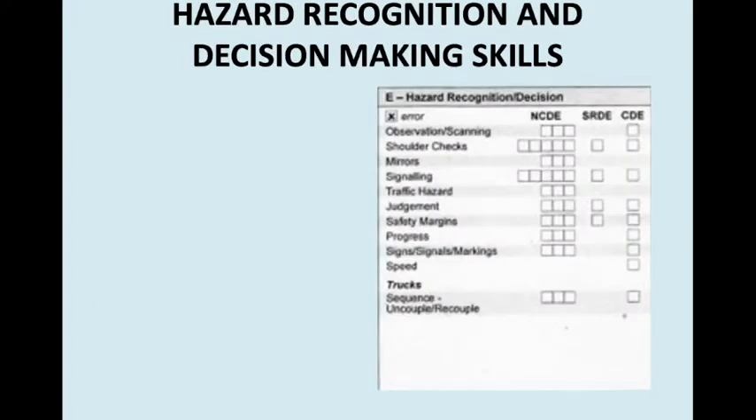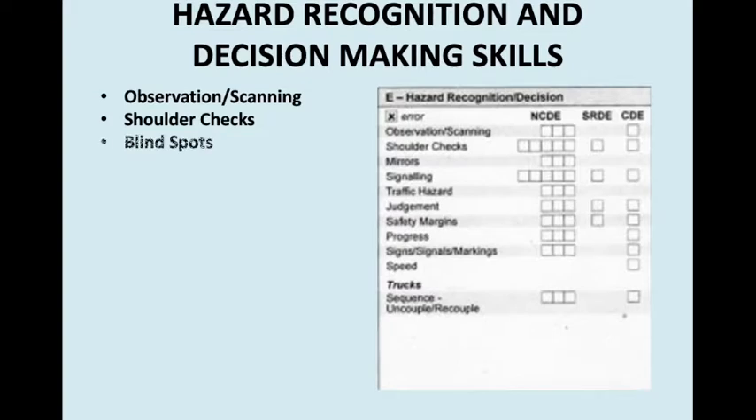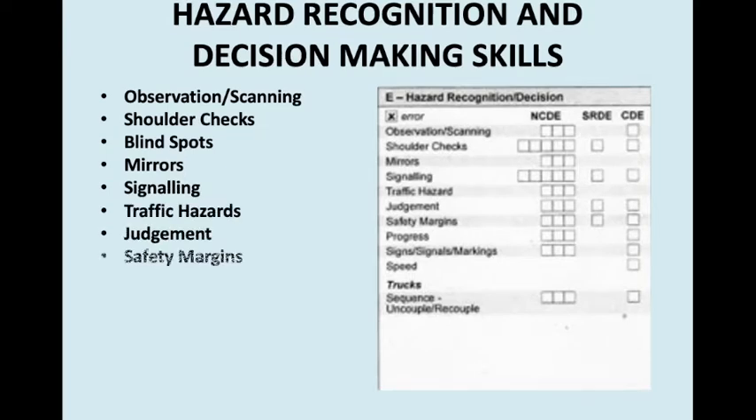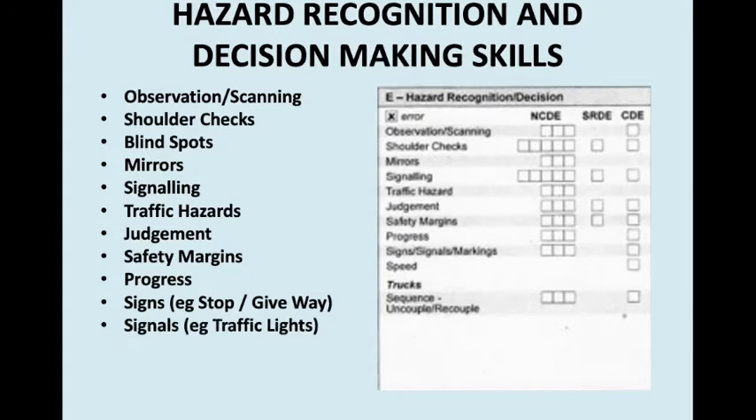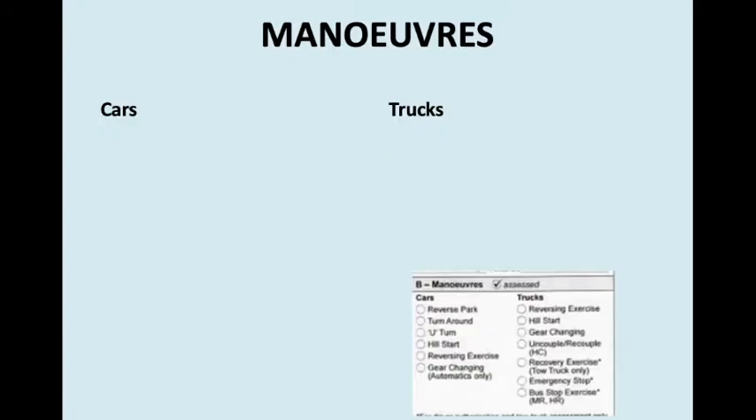Let's go to the hazard recognition and decision-making skills, Section E on the report form now. So we've got observation and scanning, shoulder checks, blind spots, mirrors, signalling, traffic hazards, judgment, safety margins, progress, signs, signals and markings, speed, and finally we've got on the form on the right, the sequence of the uncouple, recouple.